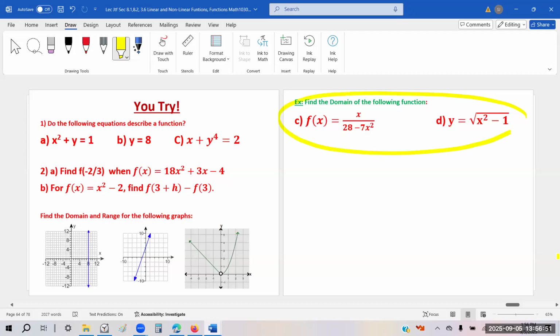So the quiz for your next class will be based on this. One of these. For your next class, the quiz will be based on this.